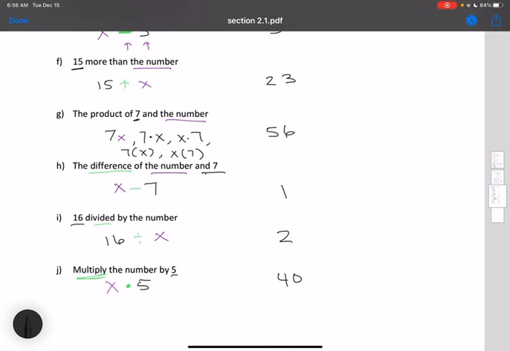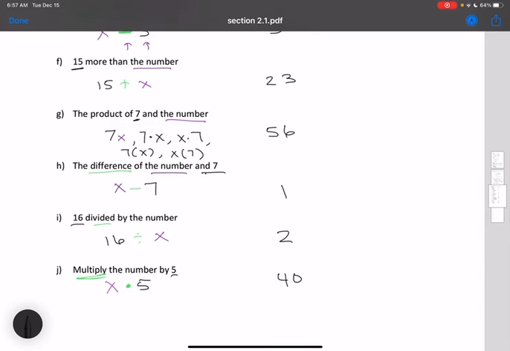For H, difference means subtraction, so the difference of the number and 7. Remember, difference with subtraction order does matter. With subtraction and division order matters. And in these ones where they say the difference of something and something, you just put it in that order. So because it says the number and 7, you would do X minus 7. You wouldn't want to do like the other one where it said subtract 5 from the number. Okay, so that would be different. And when I did that, I got X minus 7, which equals 1 when we plug in that 8.